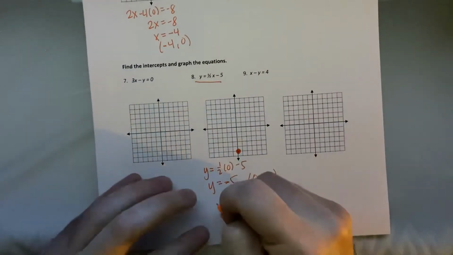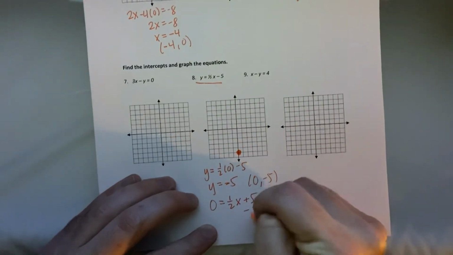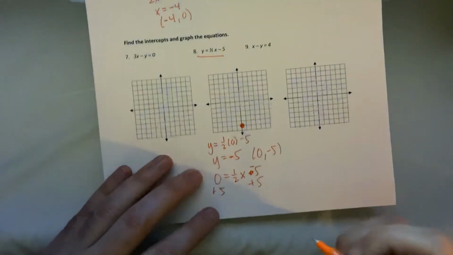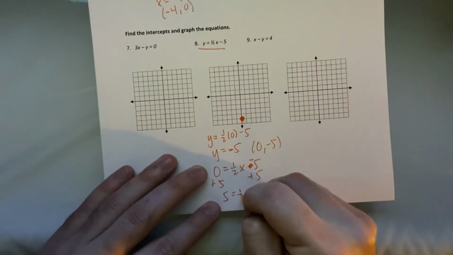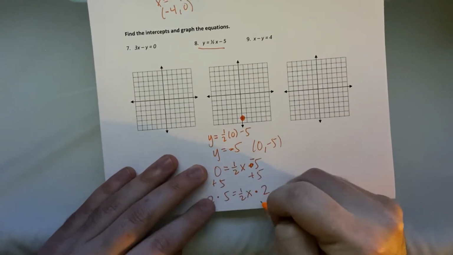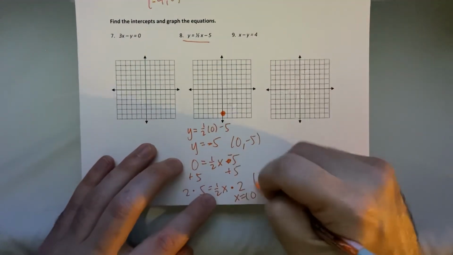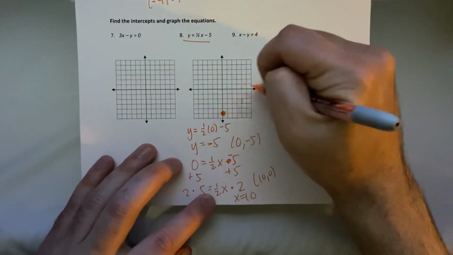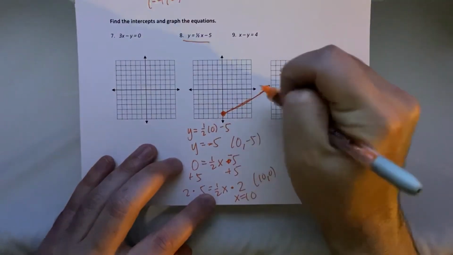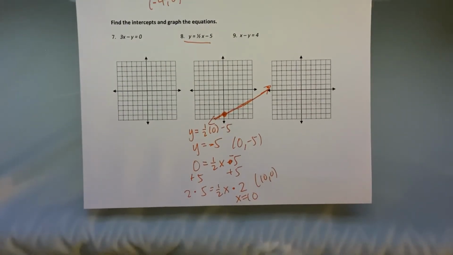Plot it. Now when you plug in 0 for y, you get 0 equals 1/2 x minus 5. Add the 5. 5 equals 1/2 x. And then to get rid of a 1/2, you multiply by 2. x is 10, which is off the graph. But we can still find that it's (10, 0), and we know it's somewhere out here. And so that's what the graph would look like in this case.